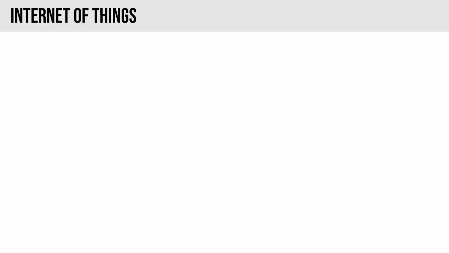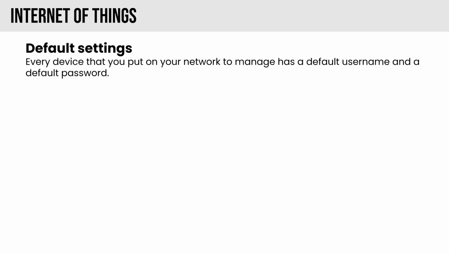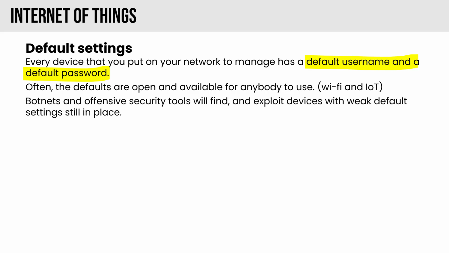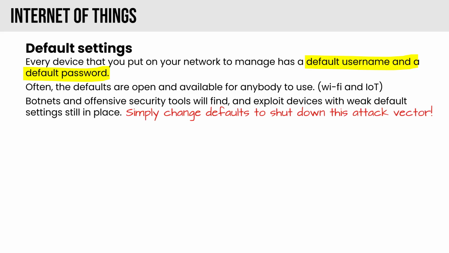Digging into Internet of Things, weak defaults are mentioned on the exam objectives, and every device that you put on your network to manage has a default username and a default password. Often the defaults are open and available for anyone to use. The Wi-Fi might be open. IoT devices may have a well-known username and password. One of the dangers here is botnets and offensive security tools will find and exploit devices with weak default settings still in place. The good news is, to close that door, you simply need to change the default and you shut down that attack vector.